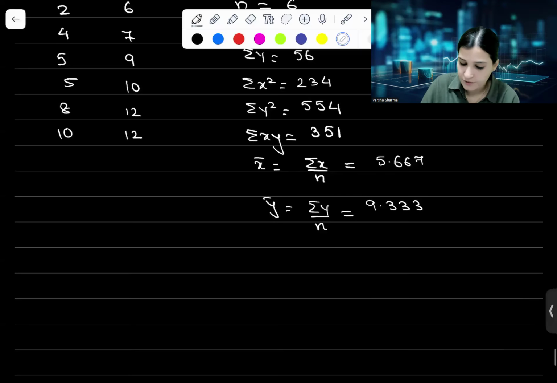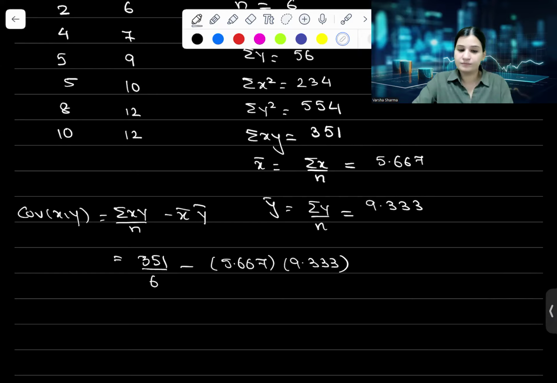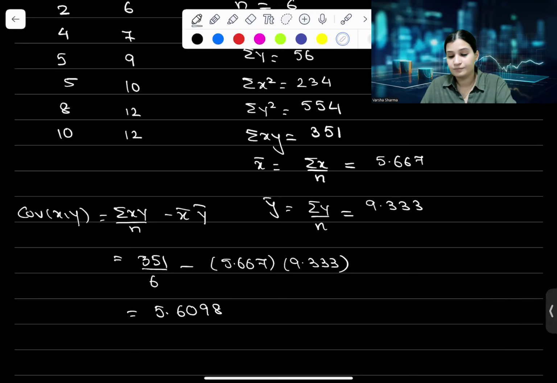Okay, now let's calculate covariance. Summation xy by n minus x bar y bar. So 351 by 6 minus 5.667 into 9.333. That gives 5.6098. Does it match? Yes, ma'am.